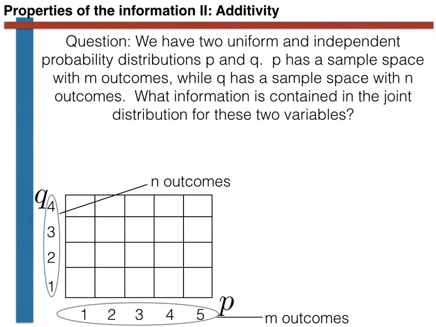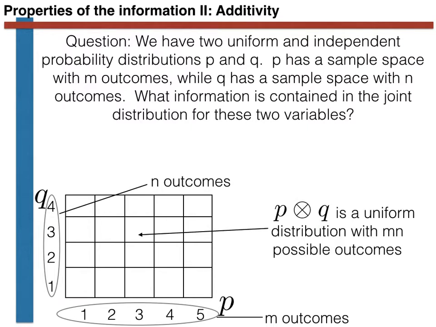For our purposes, notice that once we have divided up the sample space in this way, we now have m times n little squares. In other words, the joint probability, P times Q, is a uniform distribution with m times n possible outcomes. Let me explain this another way to make it totally clear.